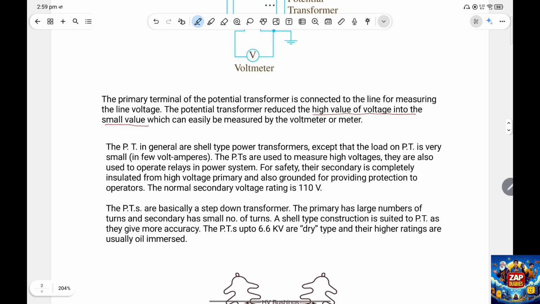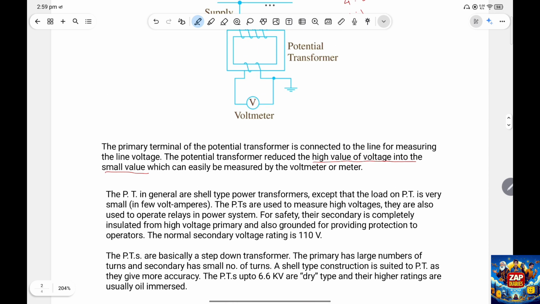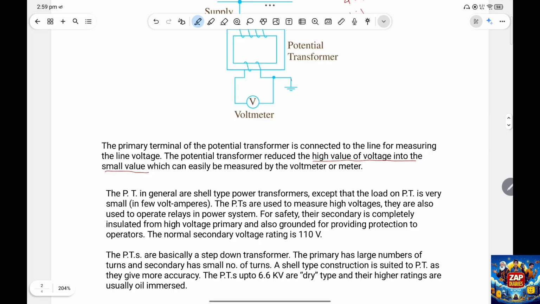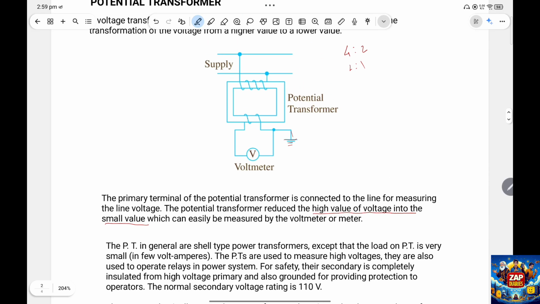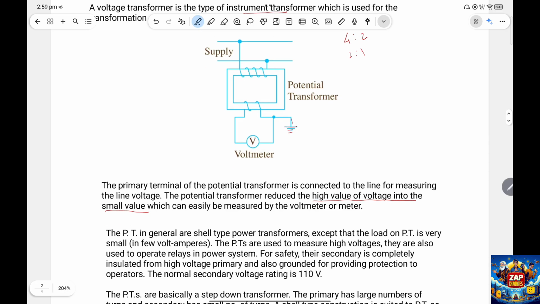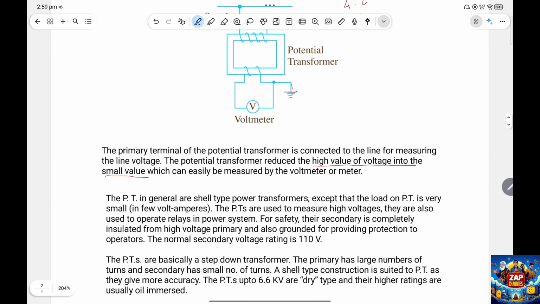Right. For safety, the secondary is completely insulated from the high voltage primary and also grounded. You see, the secondary is grounded over here. So the ground connection acts as an isolation. In the primary we have very high voltages, but in the secondary we are taking a voltage which can be measured, not like 5 kV or 500 megawatts or something. So we are converting it into low voltage.